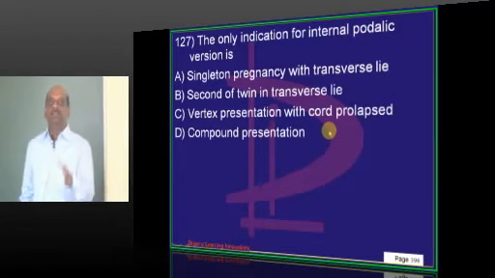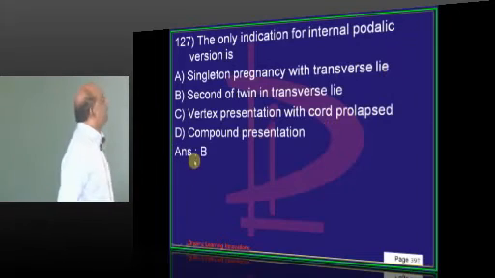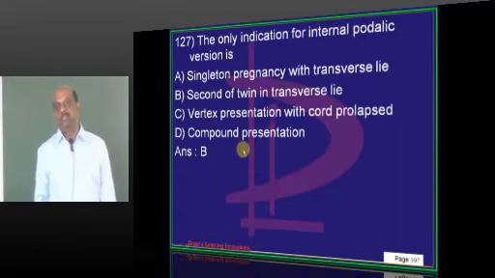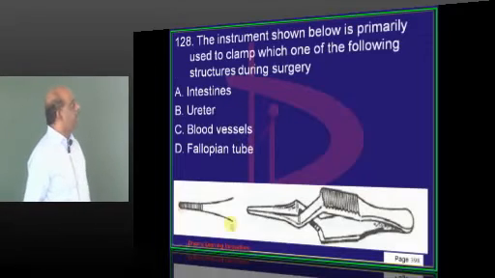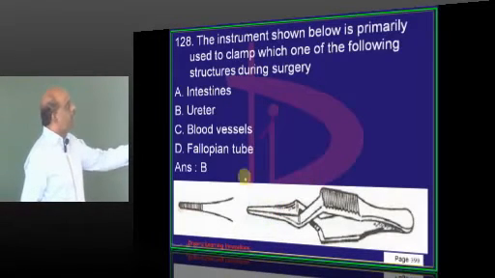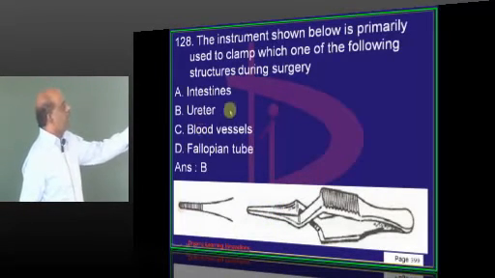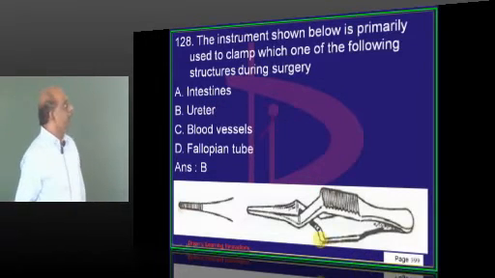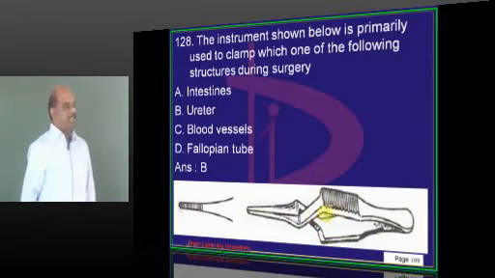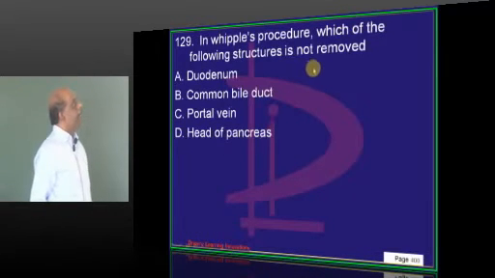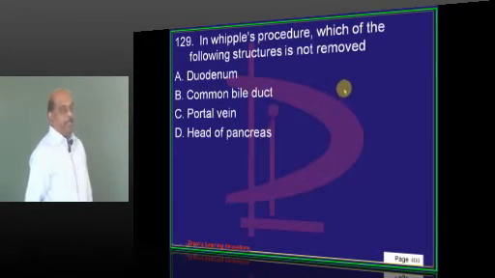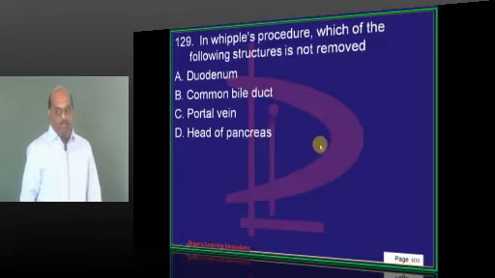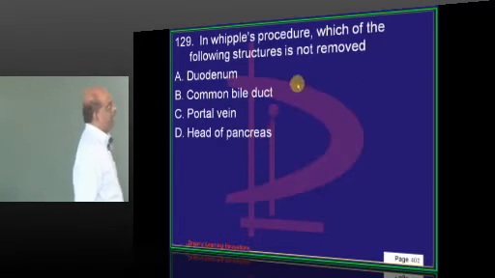Internal podalic version: the second twin of a transverse lie is the only indication. Actually an instrument was shown which is used to handle the ureter, to clamp the ureter. Urology question, this is basically. Whipple's may what vein not remove? The portal vein is not removed, but the duodenum, CBD, head of pancreas, all these things are removed.